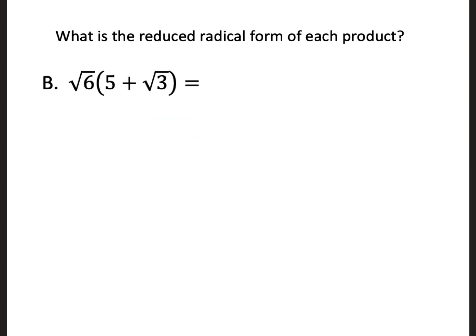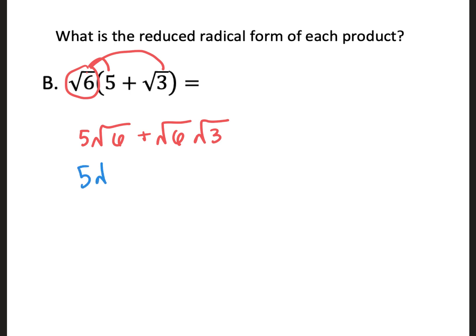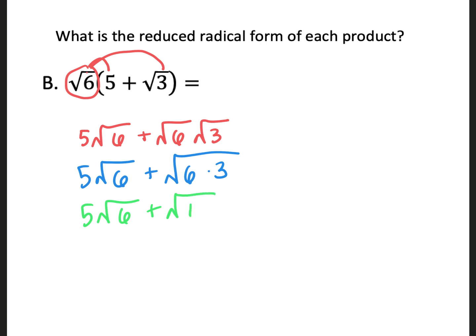For example B, we have the square root of 6 times 5 plus the square root of 3. Again, we're going to take our square root of 6 and distribute it. So we're going to have 5 root 6, and then plus the square root of 6 times the square root of 3. Since they're both square roots in my second term, we'll keep the first one the same, and then we can multiply our numbers underneath. So we have the square root of 6 times 3. That gives me 5 root 6 plus the square root of 18.